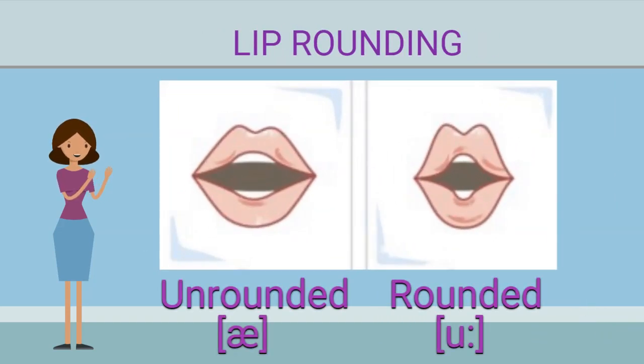Next is lip rounding. For lip rounding, we have 2 ways: unrounded and rounded. This one is really simple because unrounded vowels are produced with the lips unrounded. But if it is a rounded vowel, your lips will be rounded, like oo, oh. Try again with ee and oo. They are totally different, right?